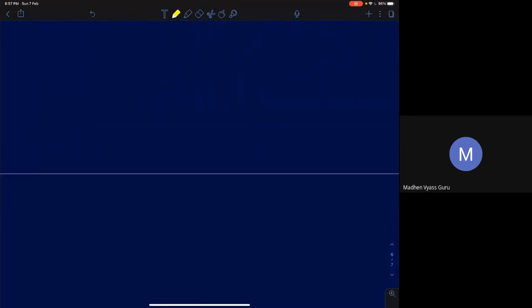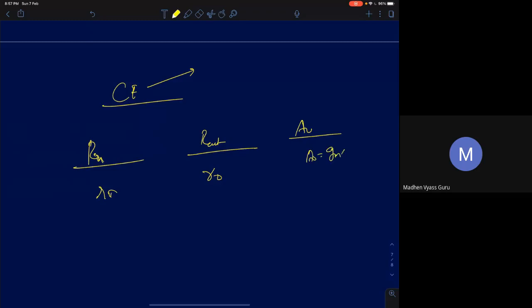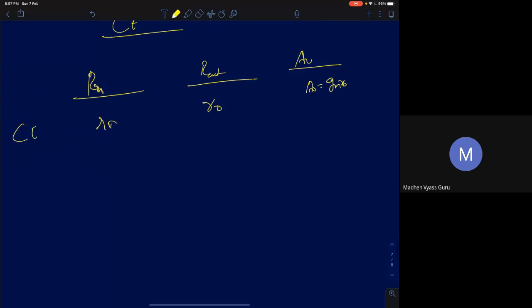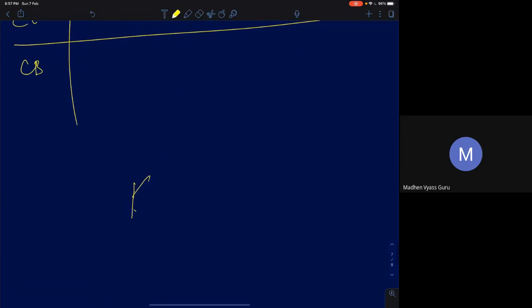So now we'll quickly see, if you take the common emitter configuration, there are three things. This is the simplest common emitter, without any emitter degeneration. R in is R pi, R out is R naught, and the intrinsic gain is A naught, which is gm R naught. This is for a common emitter configuration. So for a common base configuration, we'll quickly calculate those parameters.